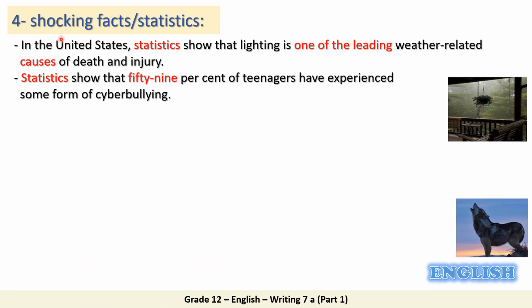Type number 4 is shocking facts or statistics. For example, in the United States, statistics show that lightning is one of the leading weather-related causes of death and injury. Or statistics show that 59% of teenagers have experienced some form of cyberbullying.